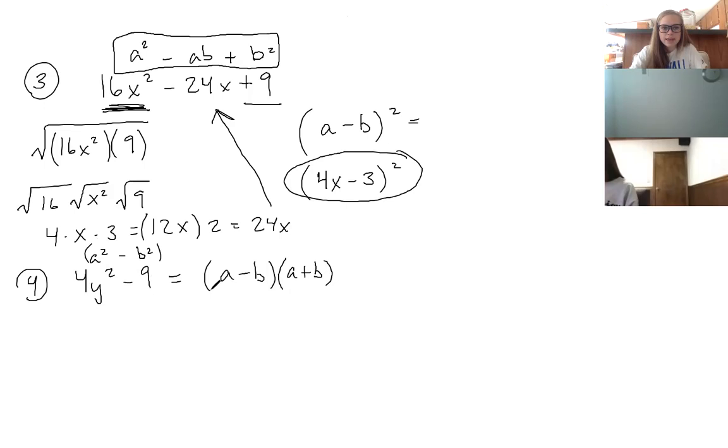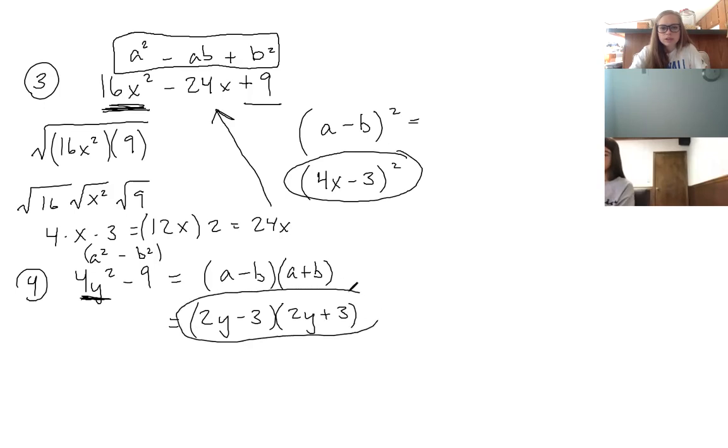So in order to get a, I have to take the square root. So 4y squared is a squared. But in my answer, I just want a. So the square root of 4y squared is 2y. Square root of 9 is 3. 2y minus 3, 2y plus 3. There's number 4.